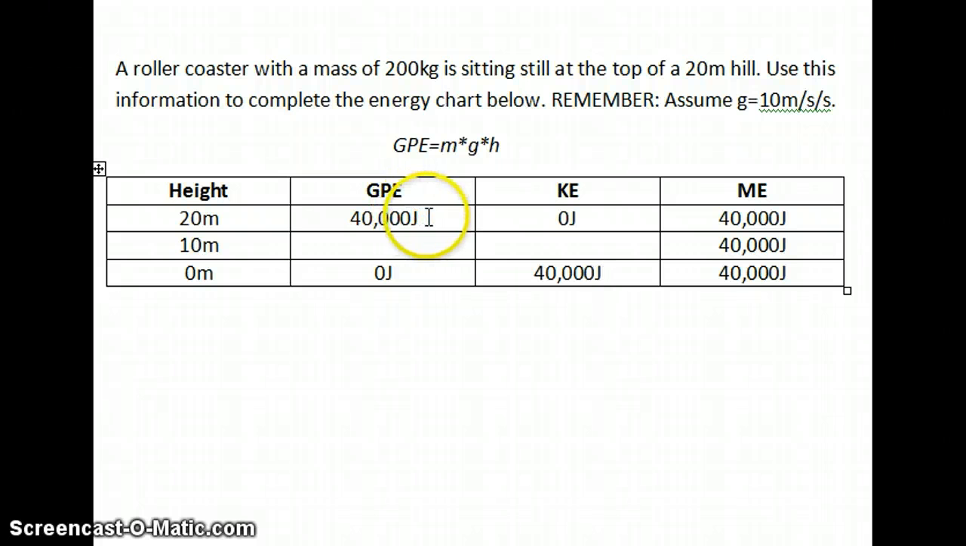Please note that energy is neither created nor destroyed, but it is conserved. Your energy at the top of the hill was all in gravitational potential energy, but at the bottom of the hill, it's all in motion, or all in kinetic energy.